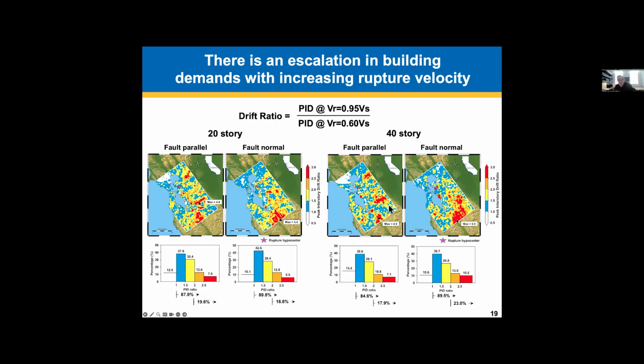And then for the 40-story, you really begin to see the effect of the velocity on basin response. This is the Livermore Basin. You really begin to get resonance and wave trapping in that basin as a result of the increased velocity going up to 0.95 v sub s relative to the 0.6. And now we see that almost 18 and 23% of the buildings throughout the entire domain have an increase of at least a factor of 2 in building peak interstory drift.